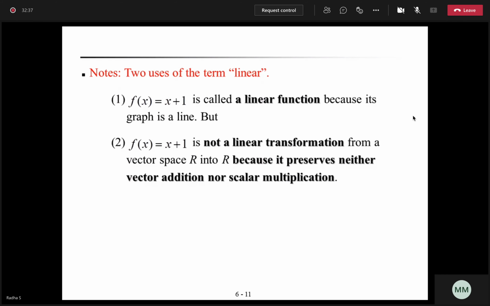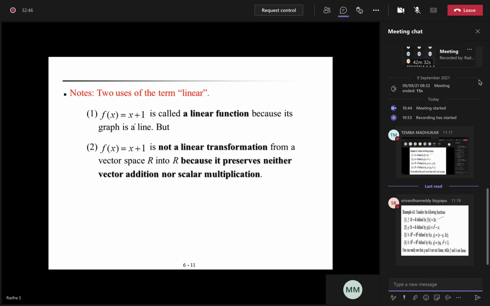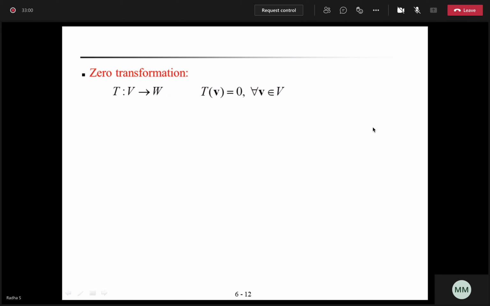Next, see, one more example. F of x equal to x plus 1. The function is a linear function. We call this mapping a linear mapping, but it's not a linear transformation. It is called linear because the degree is one, but it's not a linear transformation. Right. Okay.